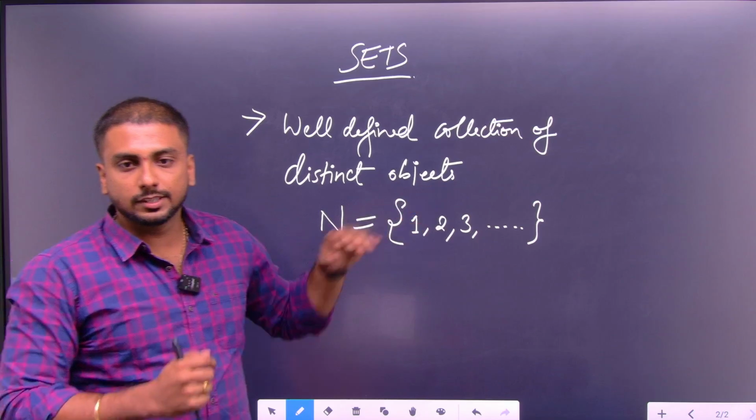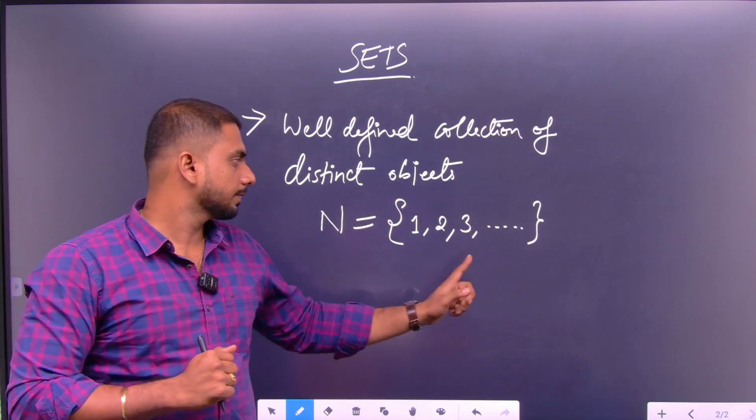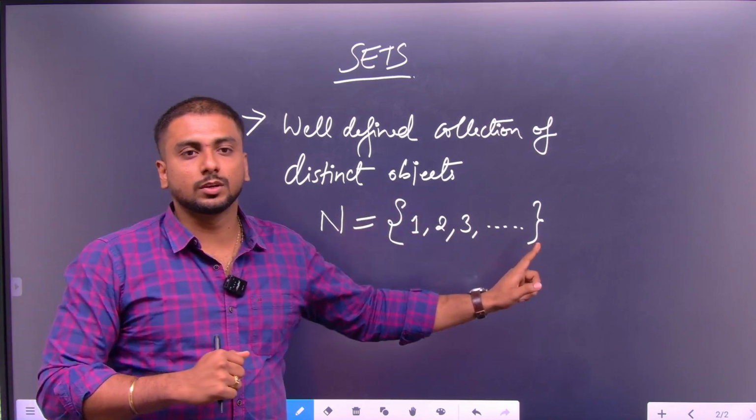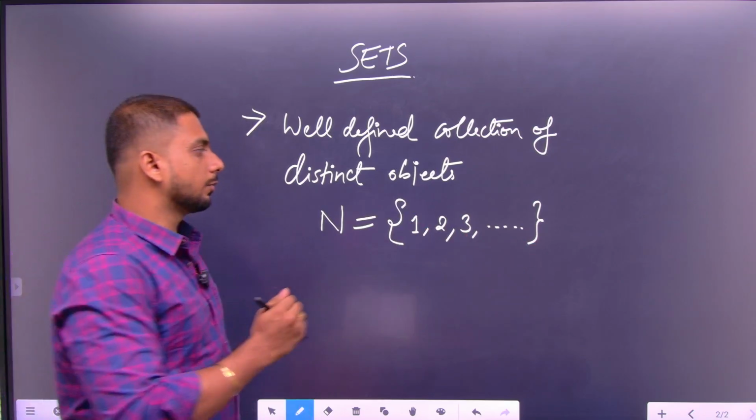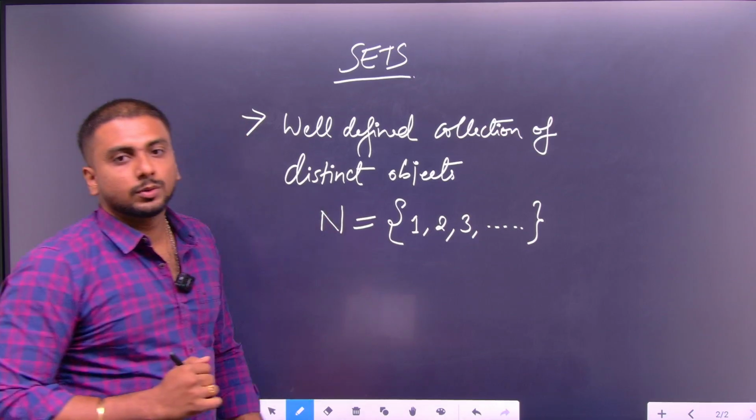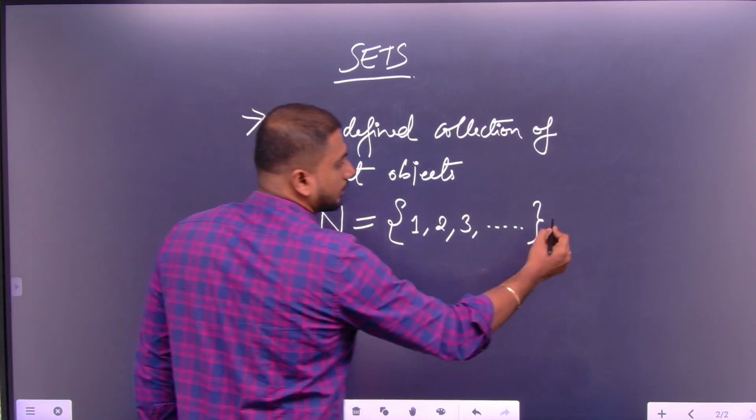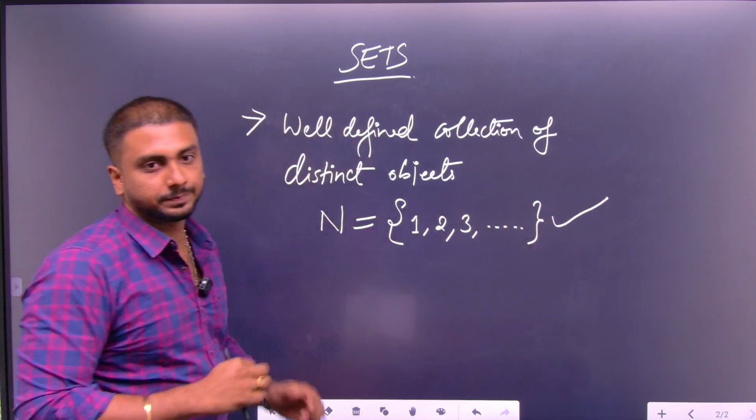And are the objects distinct in this set? 1, 2, 3 and so on. There is no repetition of any numbers as it goes up to infinity. So this is also to be considered a set.